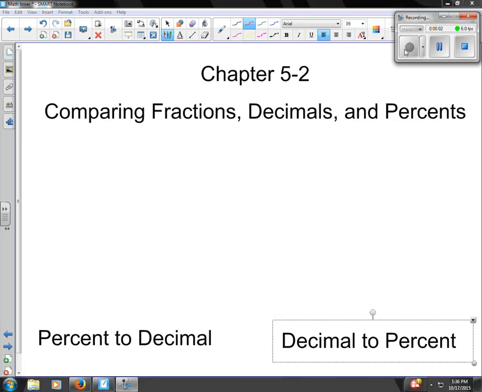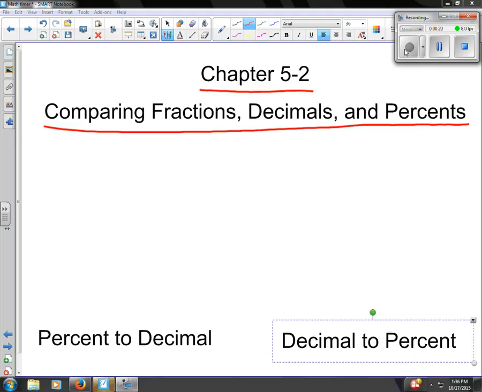Okay, in this video, we're looking at Chapter 5, Section 2, always the St. James heading. Chapter 5, Section 2, and underneath that St. James heading, you're writing the chapter, and then you write comparing fractions, decimals, and percents. And of course, we underline in red.